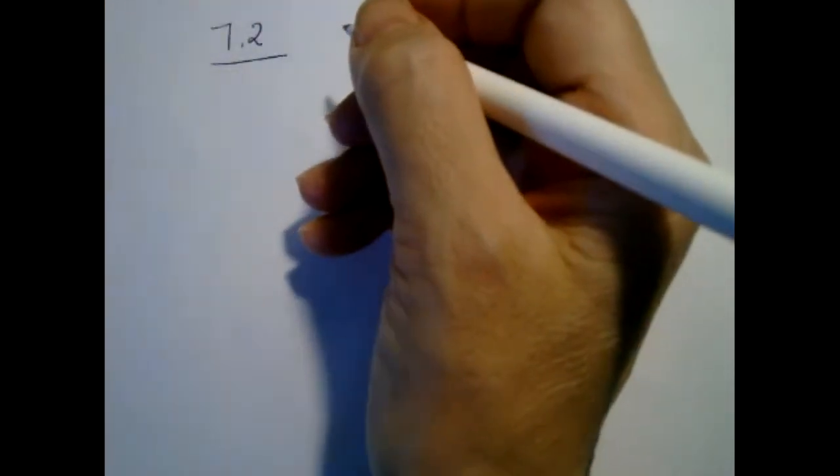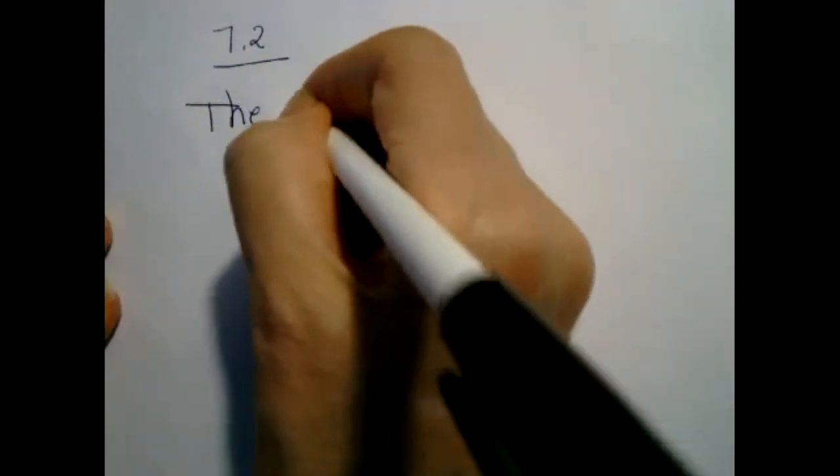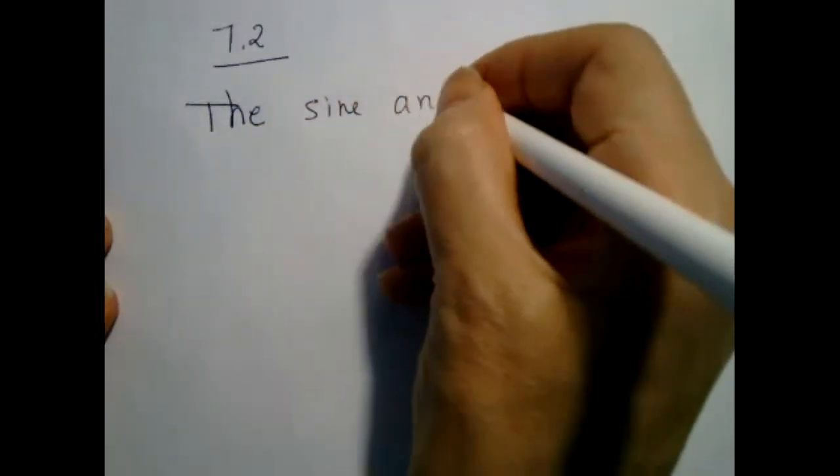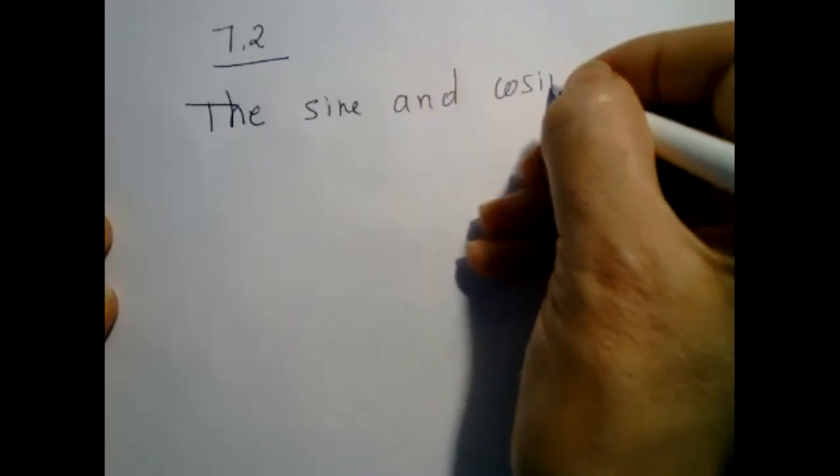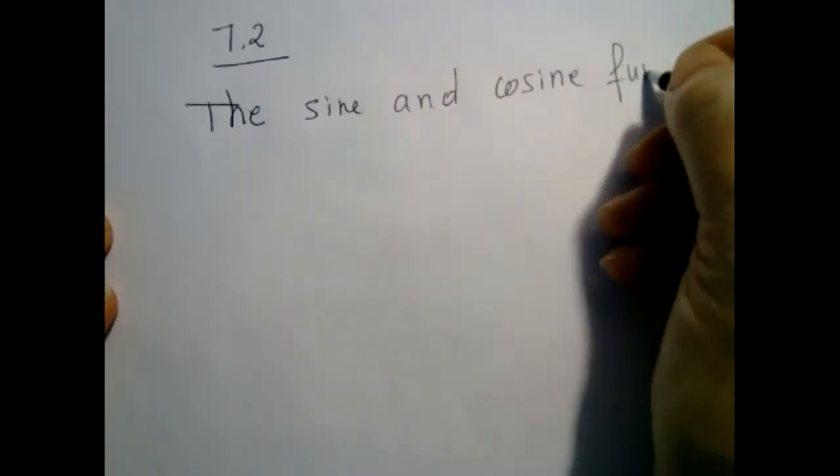Okay. So today we're going to move on to section 7.2. And you're going to start the introduction to trigonometric functions. So introduction to the sine and cosine. Actually, it's the most crucial idea that will be discussed today. So section 7.2, the sine and the cosine function.